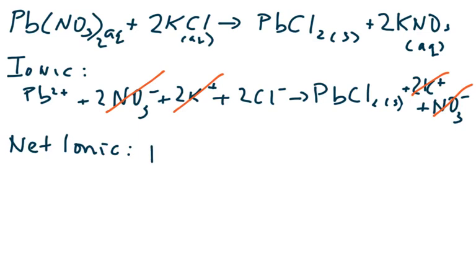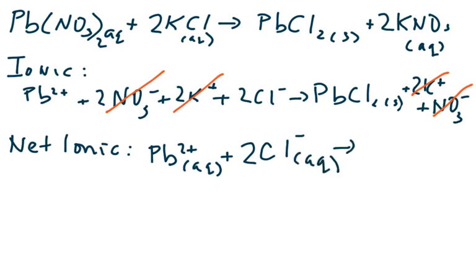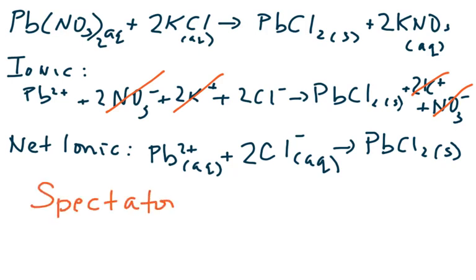So we have Pb2+ aq, you'll lose a mark if you don't put the aq in, add 2 Cl minus aq, and it produces PbCl2 solid. So your net ionic is always your solid. Your spectator ions are the ones we canceled out. So in this case, we have NO3 minus and K plus.